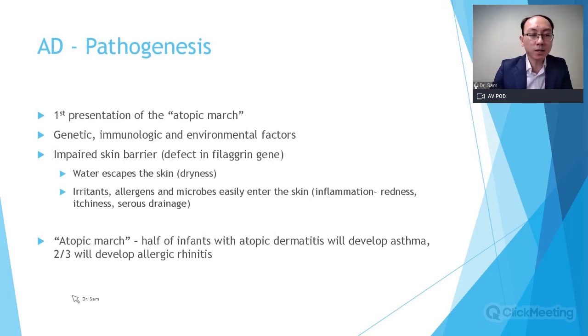So what is the atopic march? The atopic march means that half of the infants with atopic dermatitis will later develop asthma, maybe in 2 to 3 years. Two-thirds of them will develop allergic rhinitis. This is what we call the atopic march. So when the patient has atopic dermatitis, we want to follow up the patient for asthma, and ask about any allergic rhinitis, and you may need to treat them accordingly.